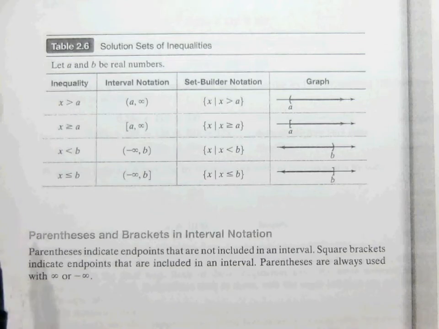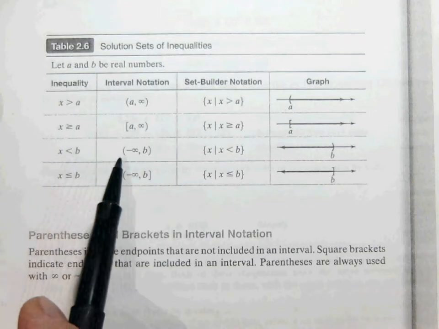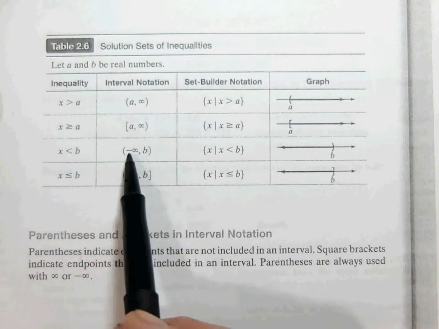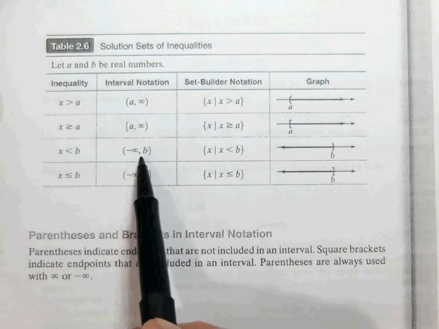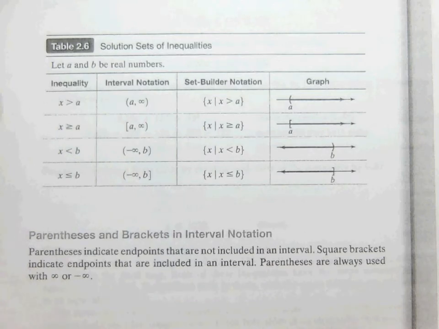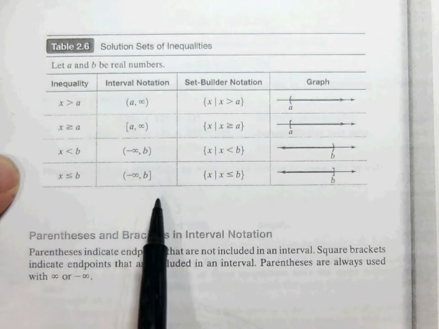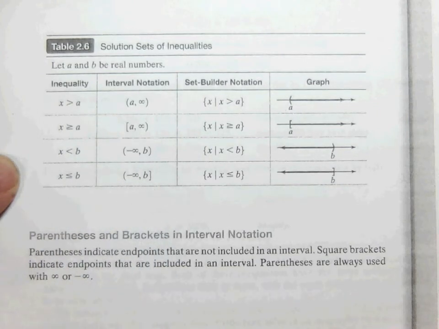Okay? I want to show x is less than some number b. Well, less than means I'm going down to negative infinity. So negative infinity all the way up to b, but b is not included, so it gets a parentheses. And finally, x is less than or equal to b, negative infinity all the way up to b, but in this case, b gets a square bracket because it is included.